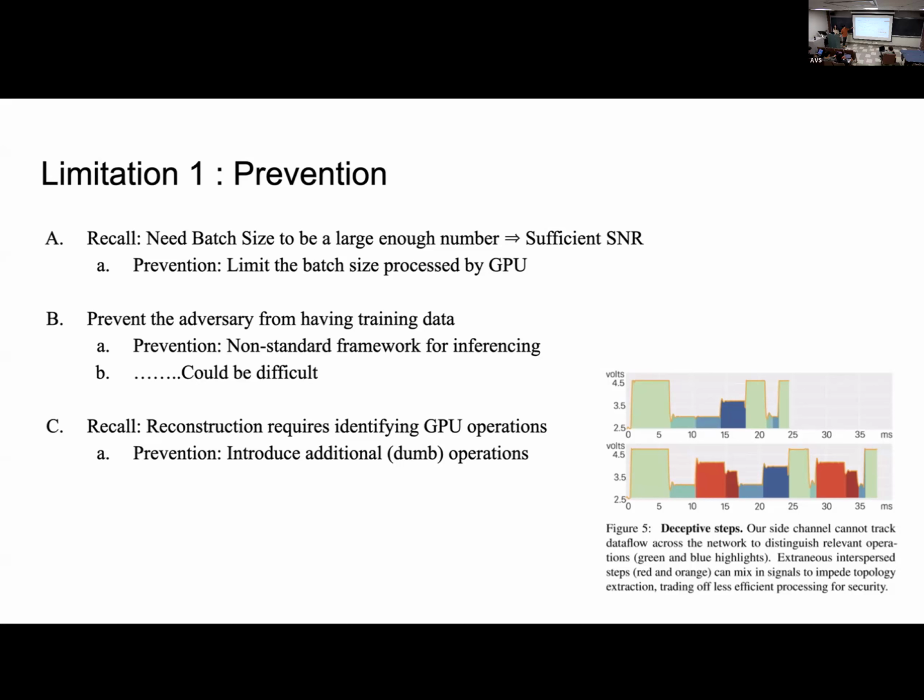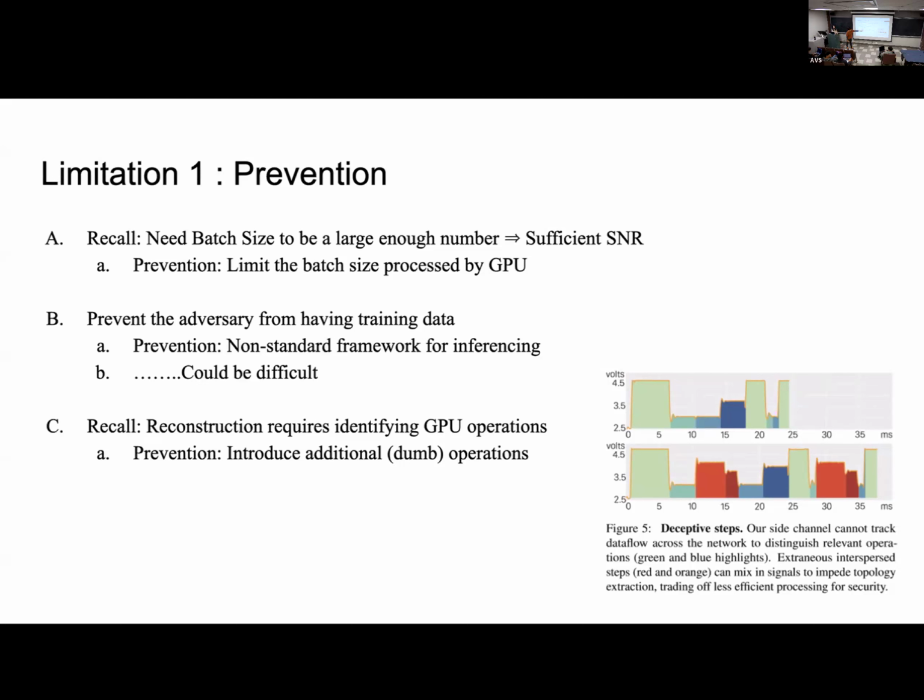The other one was to prevent the adversary from having proper training data. So you could have a non-standard framework for inferencing, but they also said that it's going to be difficult. The last solution that they provided was for reconstruction. Because when you want to reconstruct, you need to identify different GPU operations. What you can do is essentially add in additional dummy operations. So like, the top one is the proper one.